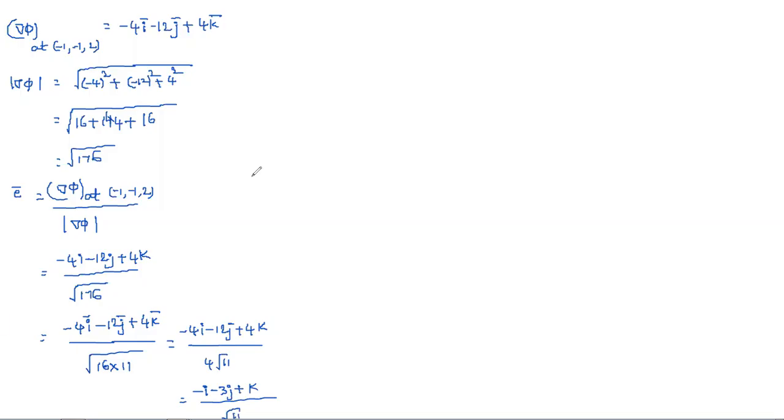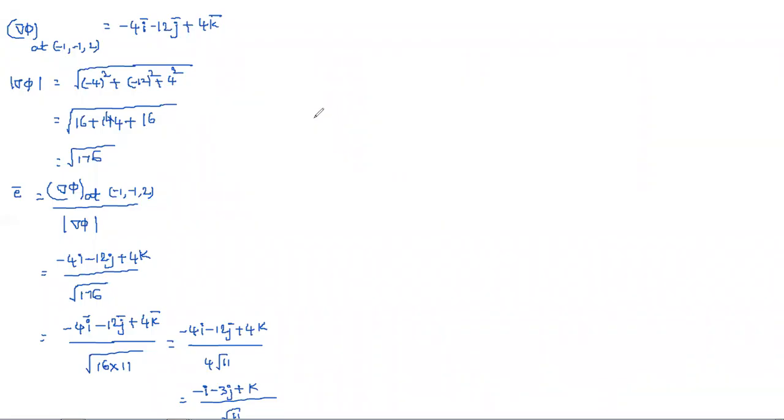So this is the way you need to find the unit normal vector. You just need to remember that the formula is del phi at the particular point, divided by the magnitude of that. So this is the way we find the unit normal vector.